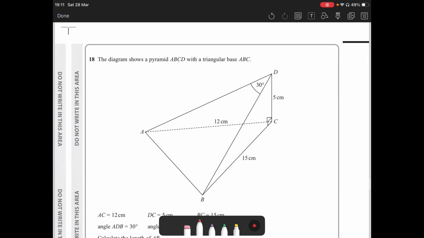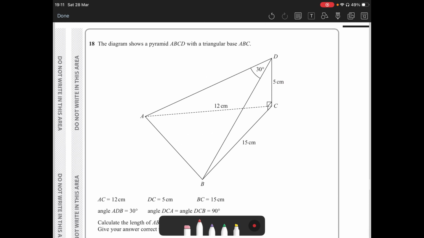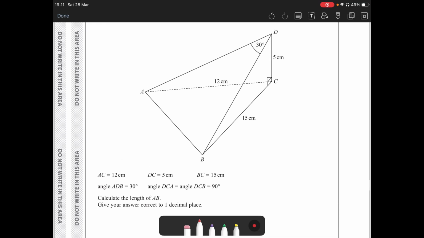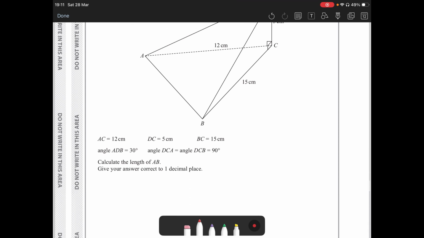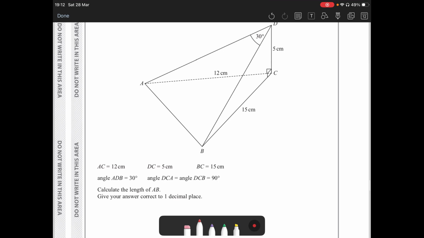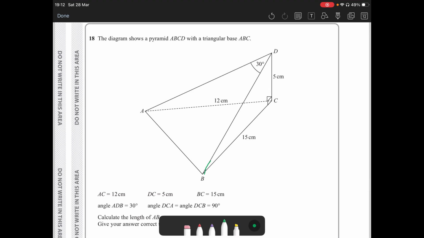All right, this is a pyramid, and it's got a triangular base, ADB. All right, so okay, some naughty question here. Calculate the length of AB. Okay, so with this question, you've got to use your imagination a little bit.